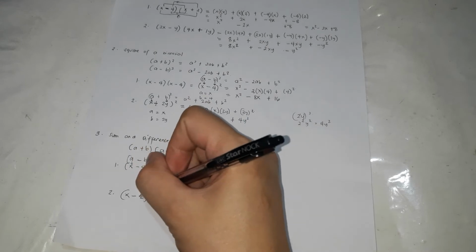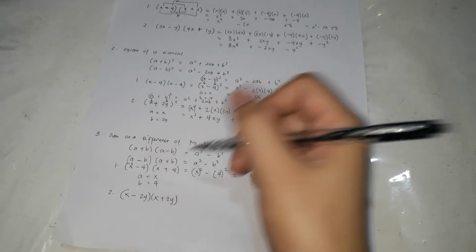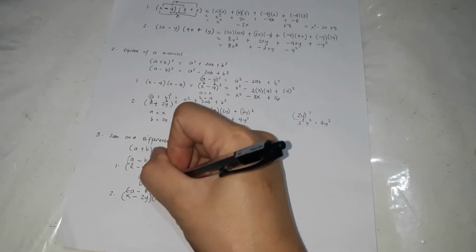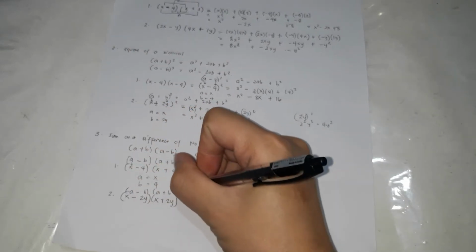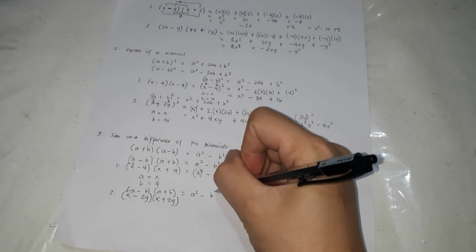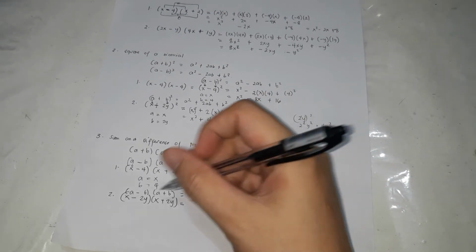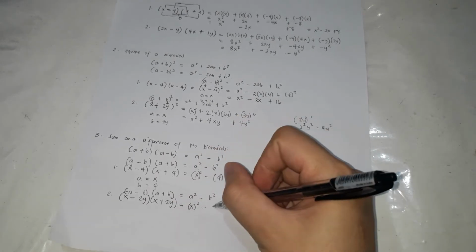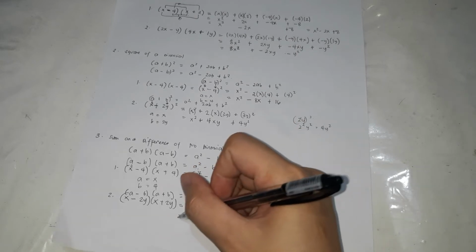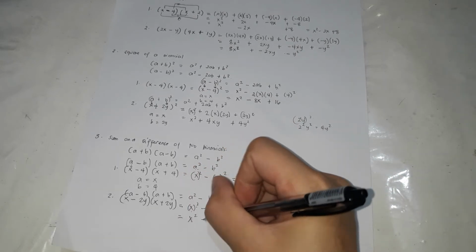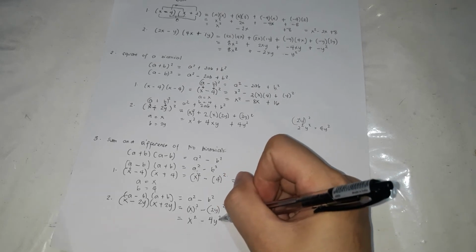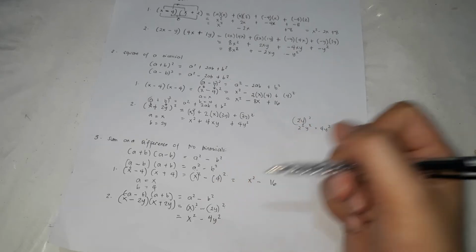Next, for in here, x minus 2y, x plus 2y. So, magkatulad yung mga terms, magkaiba lang sila ng operation. So, this would become a minus b, a plus b is equal to a squared minus b squared. So, a squared minus b squared. So, a is x squared minus b is 2y squared, equal to x squared minus 2y squared is 2 times 2, 4. Y squared is y squared. So, the answer is x squared minus 4y squared.